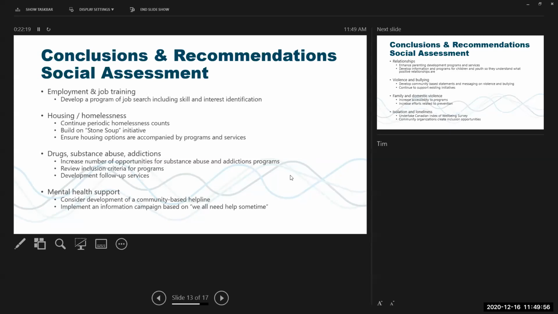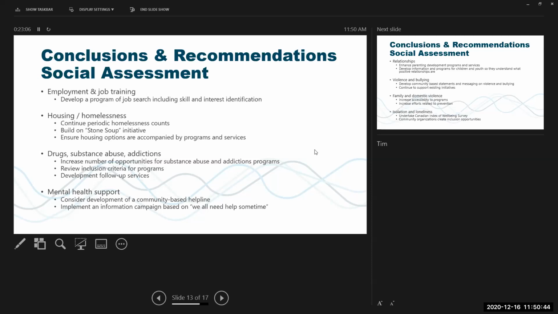Housing and homelessness. So certainly encouraging the periodic homelessness counts, building on the Stone Soup initiative that's going on, conversations in the community about homelessness and what might be able to be done about that, which links into housing options, affordable housing, subsidized housing, low cost housing, and how that figures into people's social needs and social wellness. We heard quite a number of comments about there are rental properties available. However, they can tend to be rather high cost, and there is significant competition for them.